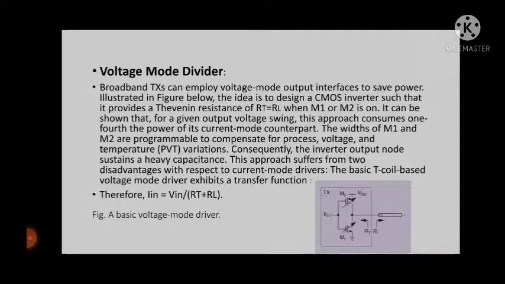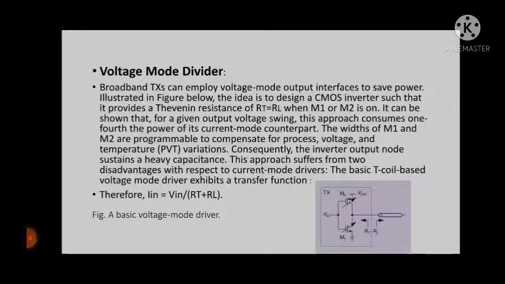When M1 or M2 is on, it can be shown that for a given output voltage swing, this approach consumes 1/4 of the power of the current mode counterpart. The widths of M1 and M2 are programmable to compensate for process, voltage and temperature variations. Consequently, the inverter voltage node sustains a heavy capacitance. This approach suffers from two disadvantages with respect to the current mode device.